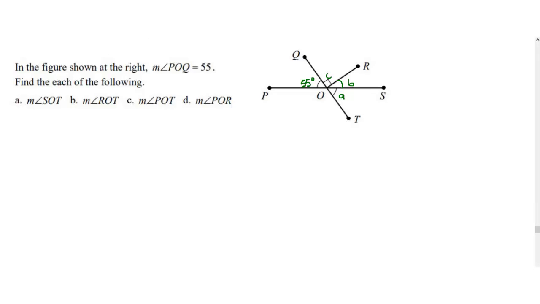So for A, we are looking for SOT. SOT is equal to POQ. The reason is vertically opposite angles are equal. And so if SOT is equal to POQ, then SOT, don't forget, is the same thing as A. So A is equal to POQ, which is equal to 55 degrees. The reason is vertically opposite angles are equal. You can see 55 and A are vertically opposite to each other. Vertically opposite angles are angles formed when two lines intersect.